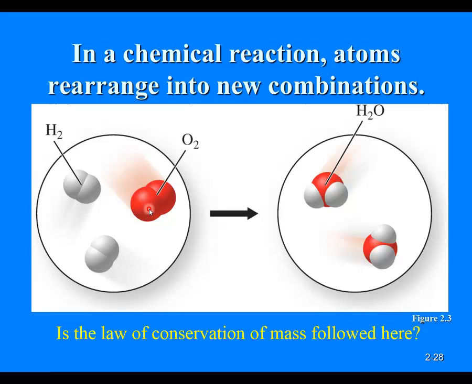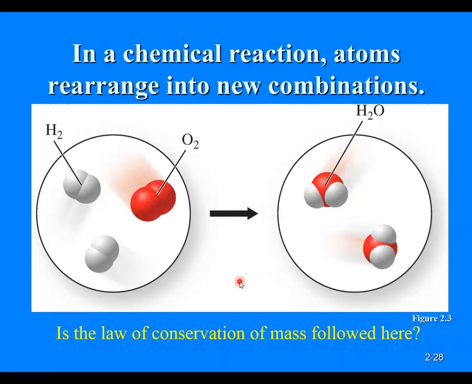Let's just use red for oxygen. Let's use white for hydrogen. Okay. So do we have the law of conservation of mass occurring here when we take oxygen gas and react it with hydrogen gas? This is a combustion reaction. Oxygen is combining with another element. It's combining with hydrogen. So the combustion of hydrogen with oxygen gas produces water vapor. So I get water molecules.